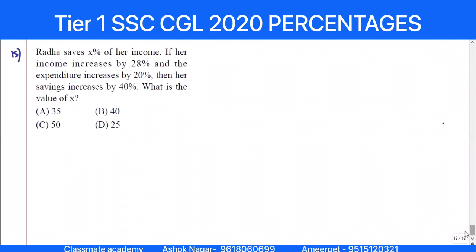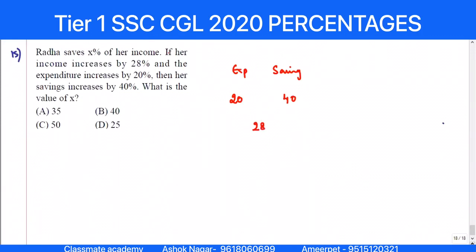Radha saves X% of her income. If her income increases by 28% and her expenditure increases by 20%, then her saving increases by 40%. What is the value of X? So, what is the relation between income, expenditure and saving? Income is expenditure plus savings. Okay. What is the increase in the expenditure? 20. Increase in the savings? 40. Overall increase?